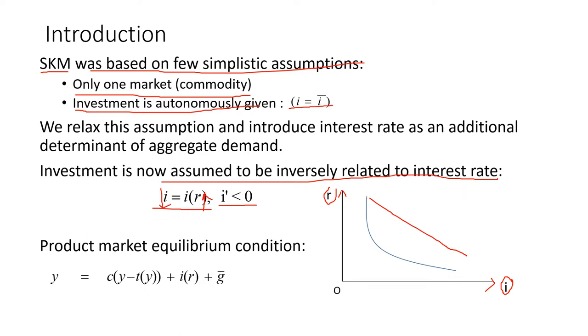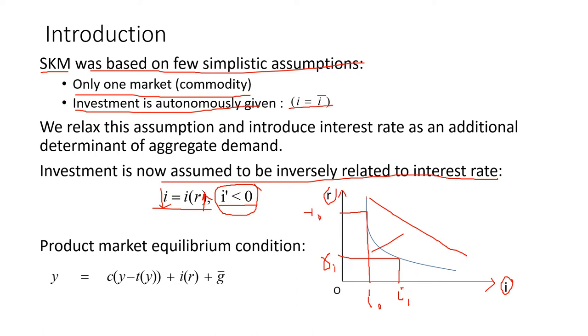What it is showing is that if the rate of interest is at R0, then investment is at I0. And if the rate of interest falls from R0 to R1, investment will increase from I0 to I1. So the relationship is inverse, and therefore I prime is del I del R, the change in I due to change in R, which is negative. So I prime is negative, and I prime is the slope of this investment function.